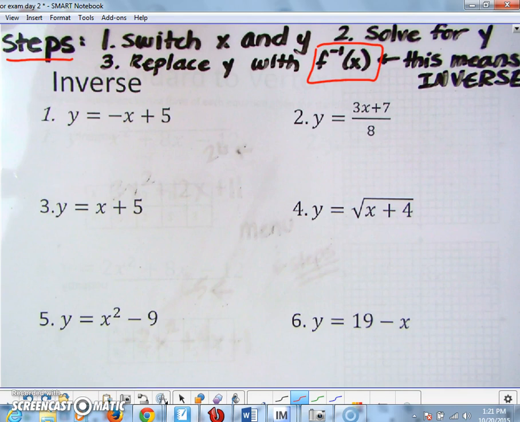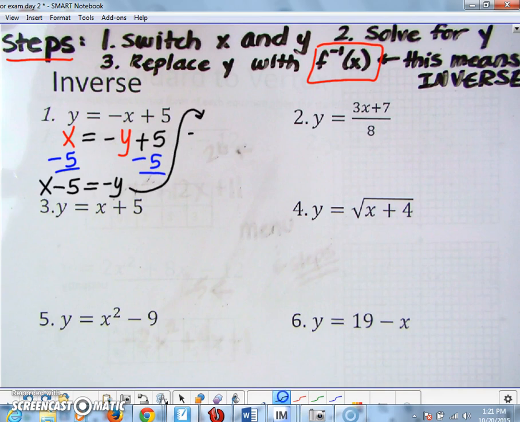If I look at number 1, I'm going to switch x and y, and everything else stays the same. So the only thing that's changing is the variable. Okay, in order to solve for y, I need to subtract 5 from both sides, and you're left with x minus 5 is equal to negative y. Well, I don't want to leave it as a negative y, so I'm going to get rid of the negative y. Is it okay if I write it in this order?